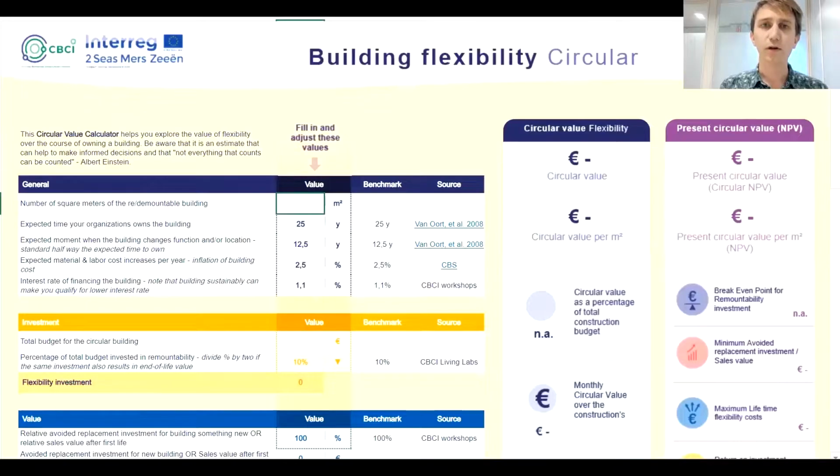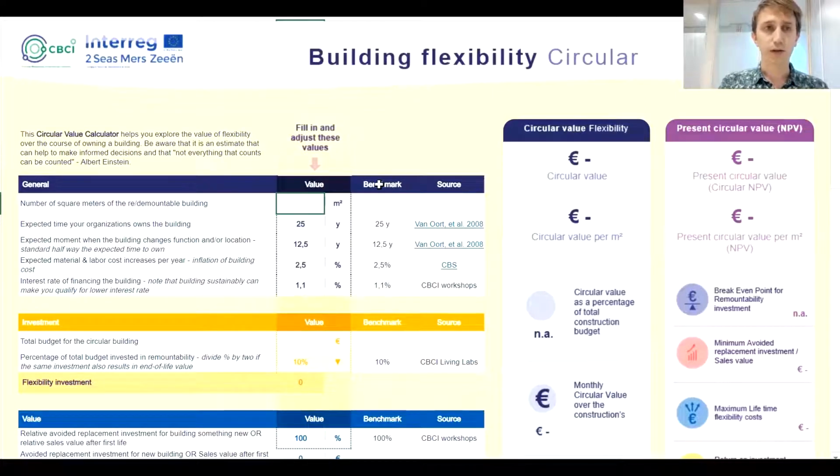Koster, and in this video I'm going to show you the circular value calculator about building flexibility. In this calculator, building initiators will be able to calculate the value of flexibility of a building that remountability is leading towards. I'm going to show you first of all the parts of this calculator, and then I'm going to take you through and make a calculation so that you know how to use it.